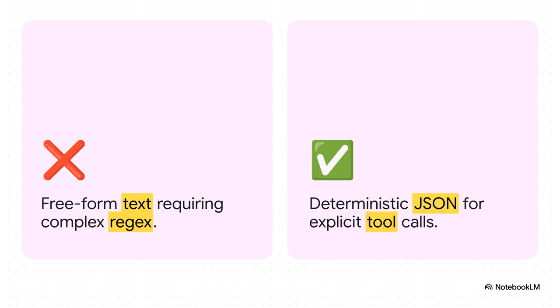If you were coding an application around this, you had to write messy regex expressions to parse it. And if the model hallucinated even a single parenthesis, your code broke. The Qwen-VL way is deterministic JSON tools. It was explicitly trained on tool call data, so it outputs clean, flawless JSON.